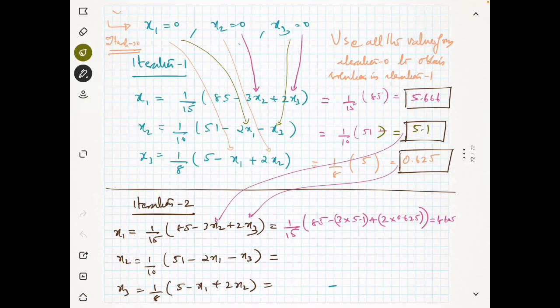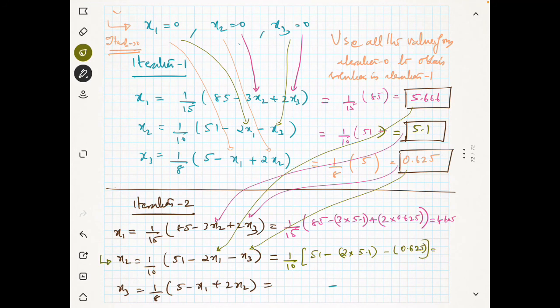I will use the green color. You see, I will use next this equation for finding x2. To find x2 you need x1, but you will take x1 from the previous iteration and you will take x3 from the previous iteration. Now you can calculate. It is 1 by 10 into 51 minus 2 into x1 is 5.1 minus x3 is 0.625.